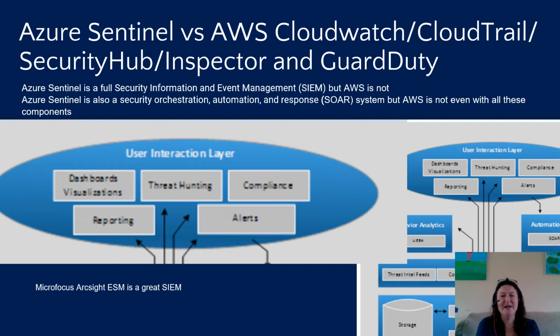Azure Sentinel pretty much does everything. It includes things like threat hunting, compliance, alerts, reporting, dashboard visualizations, and so on. There's also a tool called Micro Focus ArcSight, which is a good SIEM, which you can use on AWS or Azure to provide full SIEM and SOAR.